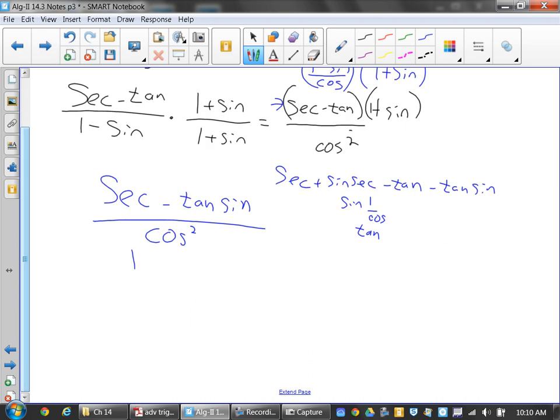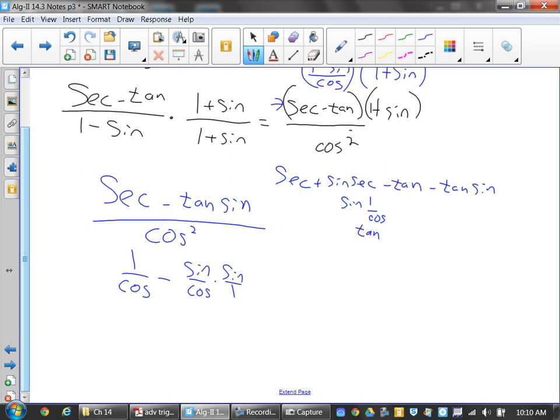So now I have 1 over cosine minus sine over cosine. Sine squared. Can I write it as sine squared because it's sine over cosine times sine? Yeah. What I will do is write it out for you. It's 1 minus sine squared, which is cosine squared.